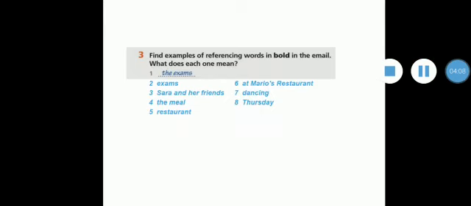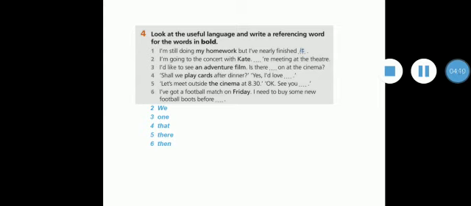Exercise number 4, look at the useful language and write referencing words for the words in bold. I'm still doing my homework, but I have nearly finished it. Number 2, I'm going to the concert with Kate, so we're meeting at the theater. Number 3, I'd like to see an adventure film. Is there one at the cinema?